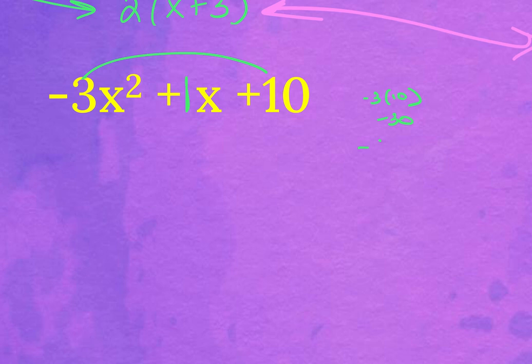What are the factors of 30 that are 1 apart? 6 and 5. 5 and 6, and I want the bigger one to be positive, so -5 and +6. Then I replace the middle term with those, and I factor by grouping.